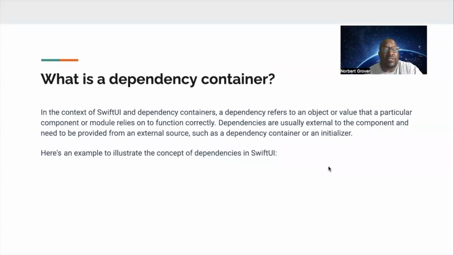In the context of SwiftUI and dependency containers, a dependency refers to an object or value that a particular component or module relies on to function correctly. Dependencies are usually external to the component and need to be provided from an external source, such as a dependency container or an initializer. Here's an example to illustrate the concept of dependencies in SwiftUI.